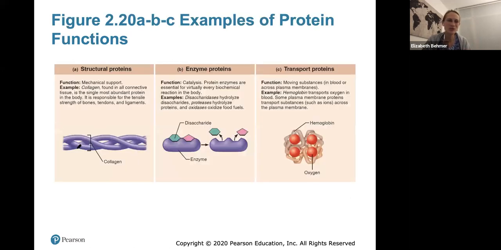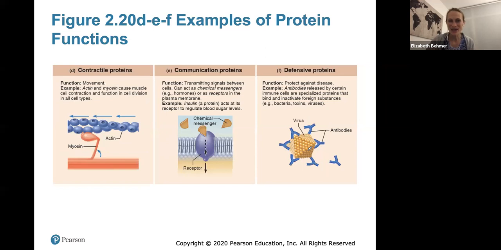An example of a structural protein is collagen. Enzyme proteins work to help catalyze reactions. Transport proteins help to move substances. For example, this is showing hemoglobin, which is the protein in your blood, which moves oxygen. So proteins are just super fun and exciting as well. Contractile proteins like actin and myosin help to contract and shorten muscles to help you move. Communication proteins help to transmit signals.